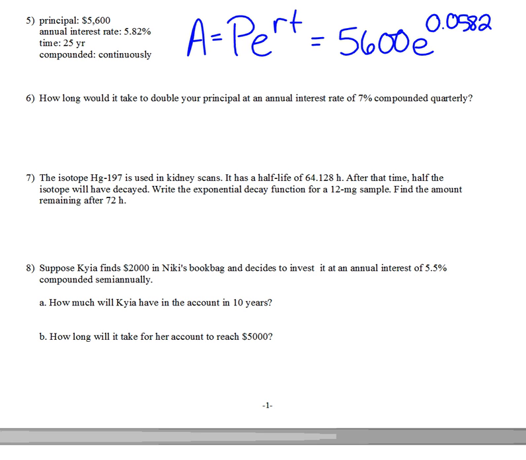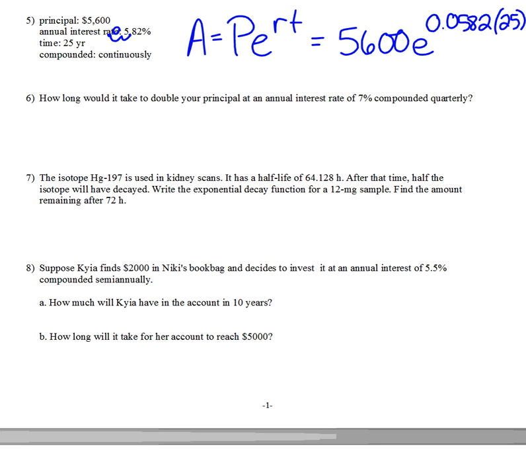0.0582. And I want to take a second real quick to point out that 0.0582 is simply 5.82 divided by 100, which would move this decimal 2 places. And the reason we do that is because percent means out of 100, so 5.82 out of 100, so we divide by 100. All right, and then how long is that annual rate being compounded?